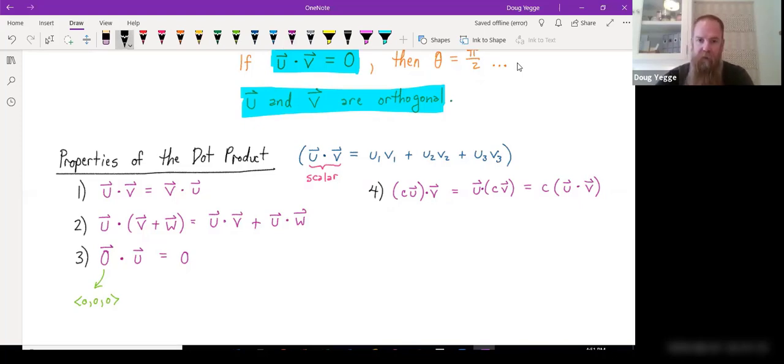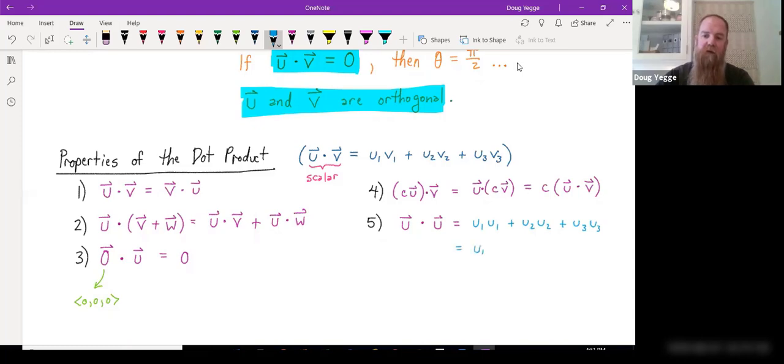Okay. And this last one, I think, is one of the most surprising results. If you take u and dot it with u, let's just think about what that would look like in general. That would mean I'd have u1 times u1 plus u2 times u2 plus u3 times u3.